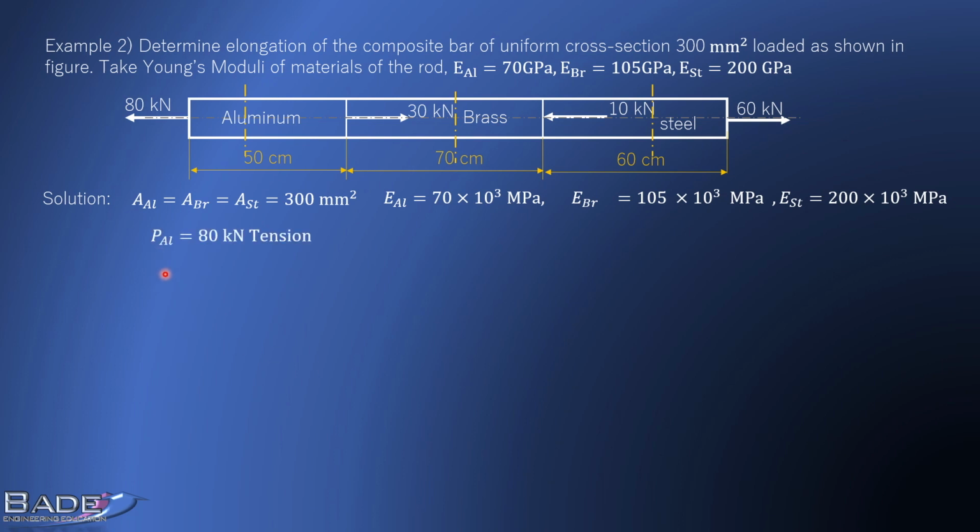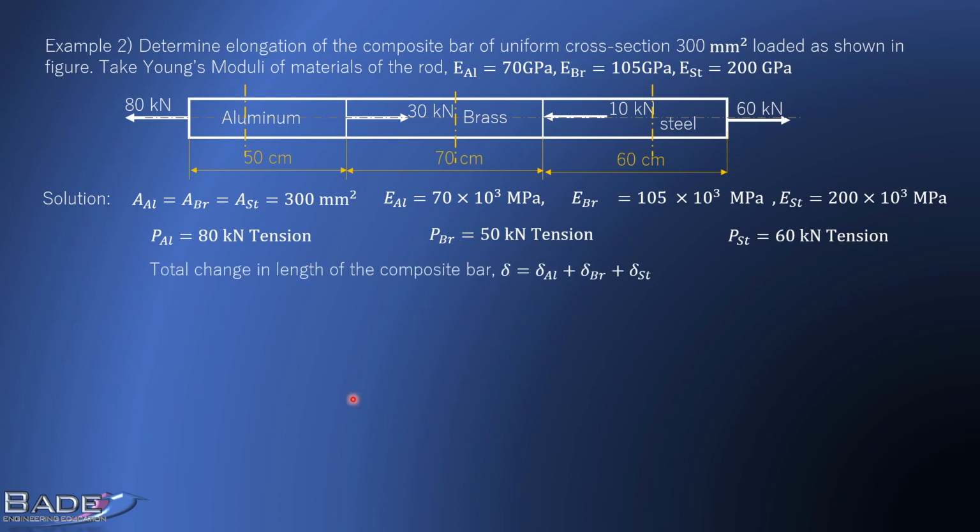Okay, let's proceed. Force on aluminium 80 kilonewton tension. Force on brass 50 kilonewton tension. And force on steel 60 kilonewton tension. Total change in length is change in length of aluminium plus change in length of brass plus change in length of steel. So simply use that regular formula: change in length of aluminium, PL by EA for aluminium, PL by EA for brass and PL by EA for steel.